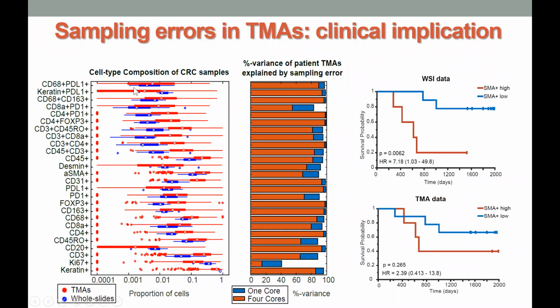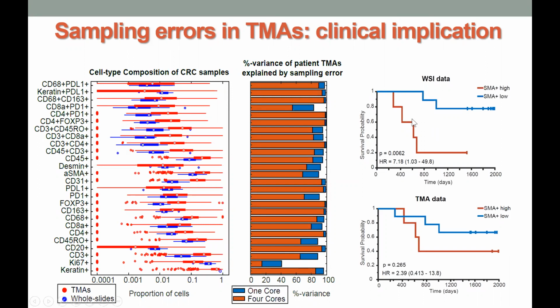As you can see here, the red dot is how the TMA is distributed, and the whole slide distribution is here in blue. Not only do you get a tighter distribution, but their mean value also is not always the same. And again, we can explain all that by this spatial correlation function I alluded to earlier.